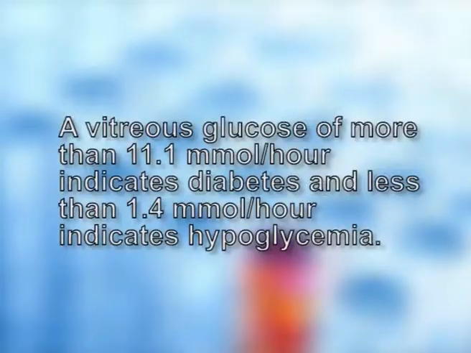The vitreous glucose usually falls after death and can reach 0 within a few hours. Vitreous glucose of more than 11.1 millimole per liter indicates diabetes, and less than 1.4 millimole per liter indicates hypoglycemia. Then let us see the changes in the gastrointestinal tract.